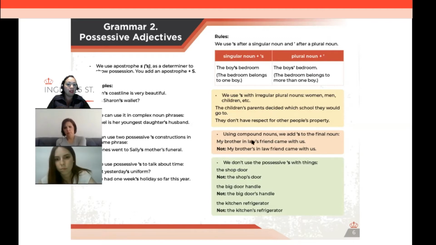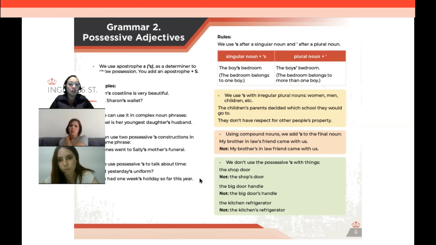My brother-in-law's friend came out with us. Okay, so in this case, are we talking about my brother-in-law or about his friend? About his friend. The friend. Exactly. Okay, not my brother's in-law friend came with us. It doesn't make much sense, okay?